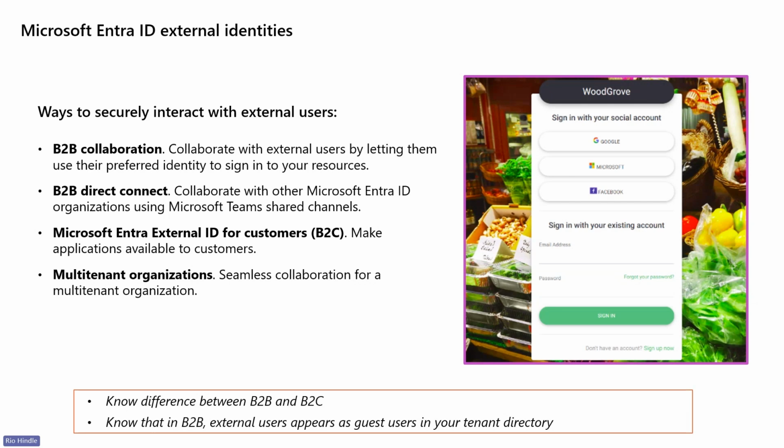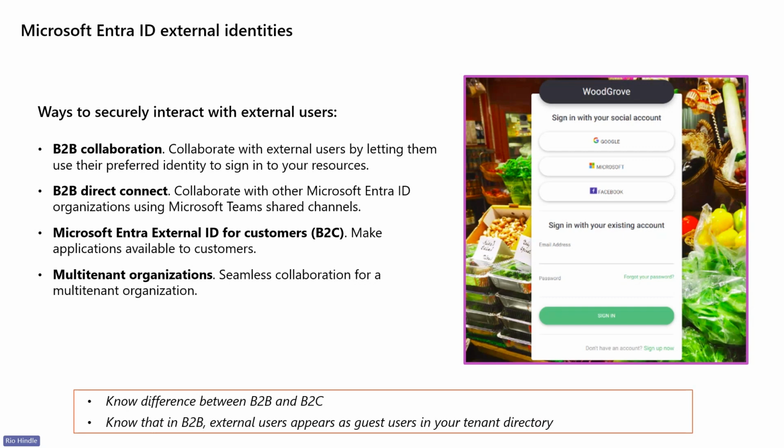Business to customer is where you want a consumer to access an app you've developed using their preferred social identity. So on the right hand side, you've got a website. This looks like a grocery website. There's a whole load of social ID providers there, such as Google, Microsoft, Personal, and Facebook. This is the ability to allow your external users to use those types of social ID methods to sign into your given website. That's business to customer, right?